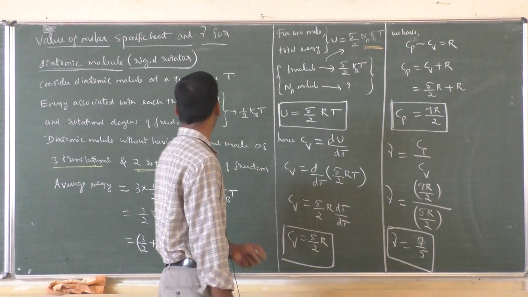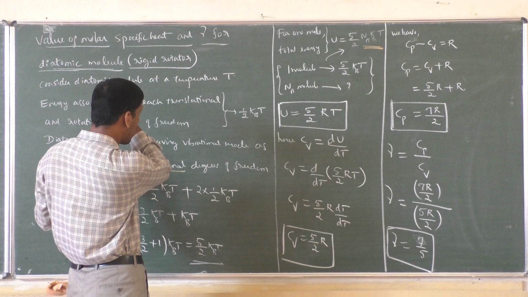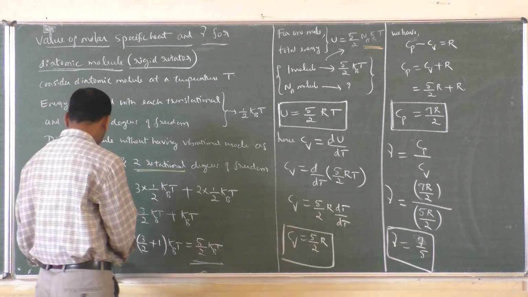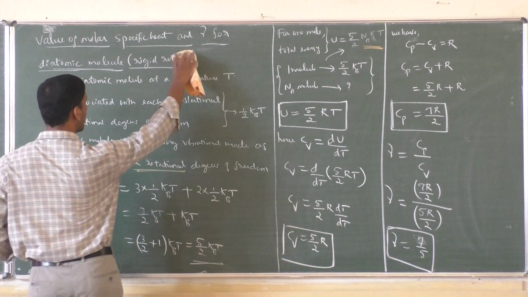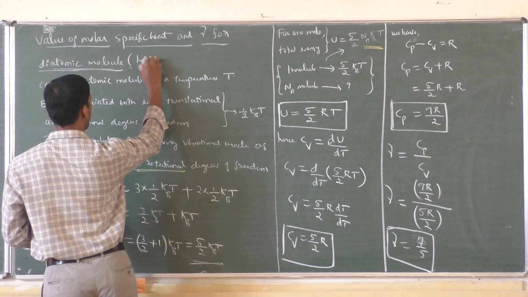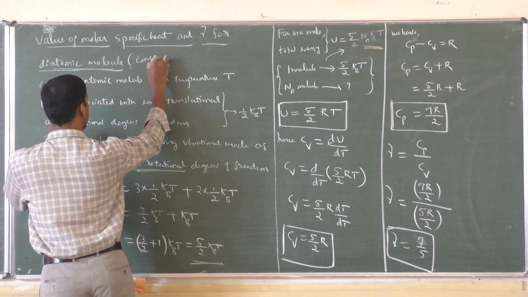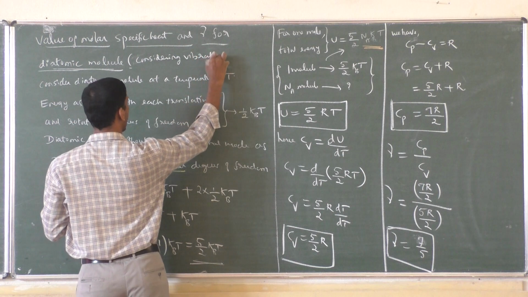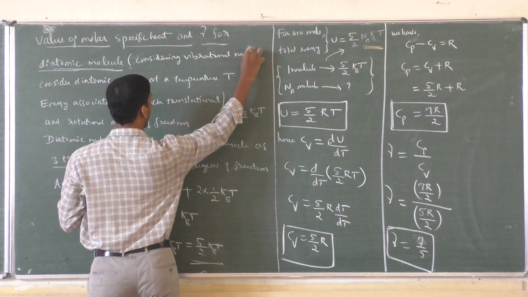In a similar way, we have to obtain the value of the molar specific heat as well as gamma for the diatomic molecule having a vibrational mode. Now the next iteration is having the vibrational mode. Considering the vibrational mode, same iteration.